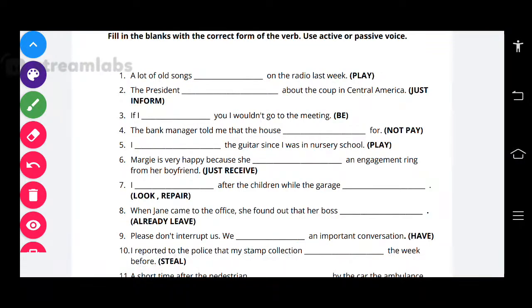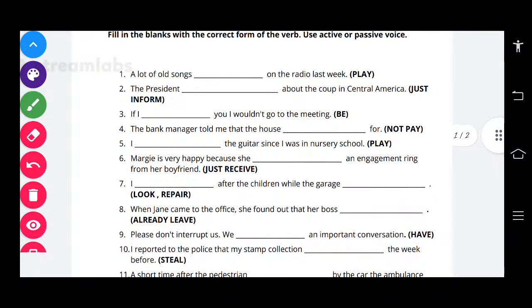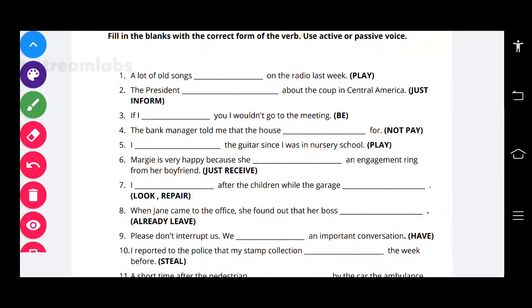Last week represents a completed action. For a completed action, we generally prefer to use the second form of the verb. For the second form of the verb in the passive, we have to use either was or were plus the third form of the verb. Therefore, a lot of old songs were played, not was played, were played. This practice makes you perfect when it comes to choosing the suitable verb form. So that is the correct answer: a lot of old songs were played on the radio last week. Did you understand?